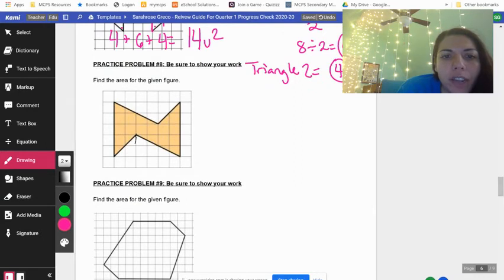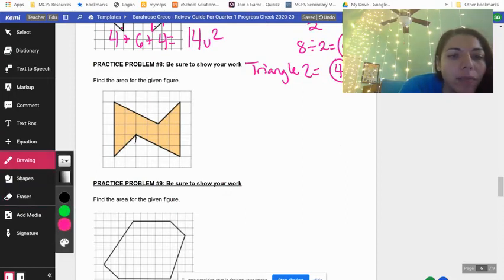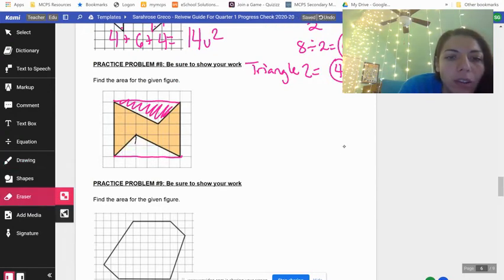Find the area of each given figure. So, oh, okay, we could do something a little bit different. Okay, so that's there. Okay. I'm going to find the area as if it was a rectangle. And then I'm going to find the area of these white triangles, and I'm going to subtract it from the total. So let me erase that real quick.